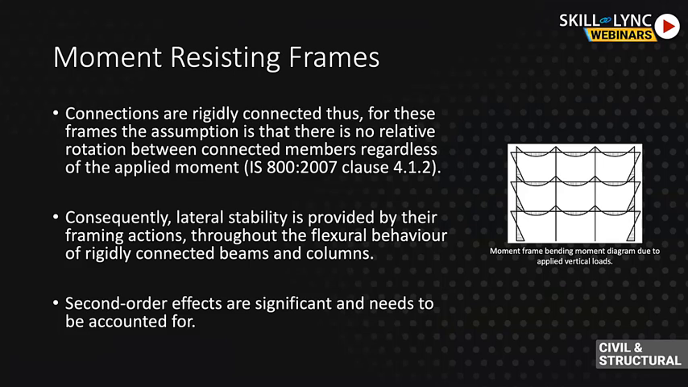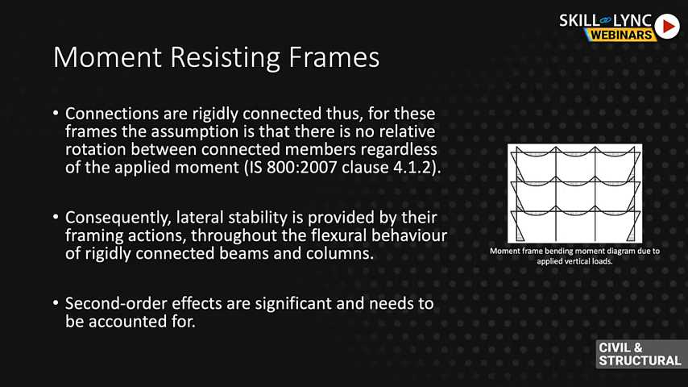Going to the other type, which are sway frames, an example of which is moment resisting frames. The main difference here is that you have moment or rigid connections at the joints, so between your beams and columns. IS 800:2007, again clause 4.1.2, defines them as rigidly connected. For these frames, the assumption is that there is no relative rotation between connected members regardless of the applied moment.